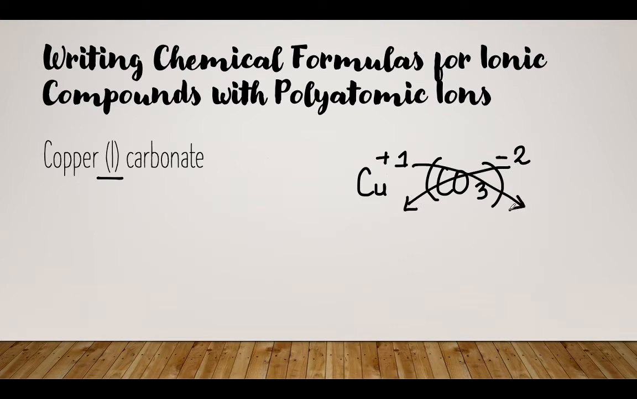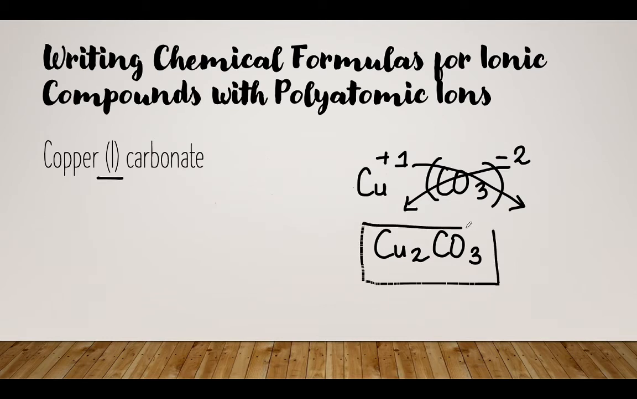So after we crisscross, we would have Cu2. And now the 1 is what's coming on the other side of the CO3. And just like I mentioned earlier, we only put the brackets for polyatomic ions if there's more than one of it. And because there's not more than one of it, I can just leave it as CO3. So this is my formula for copper(I) carbonate.